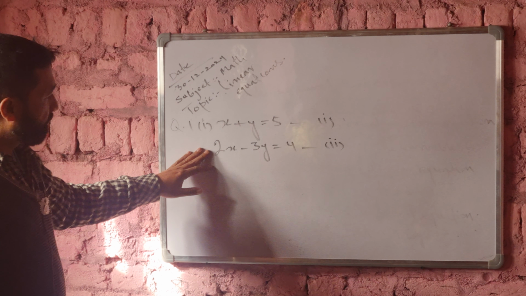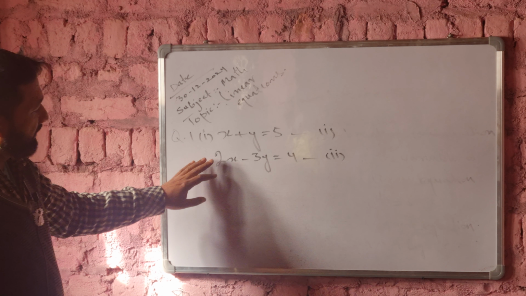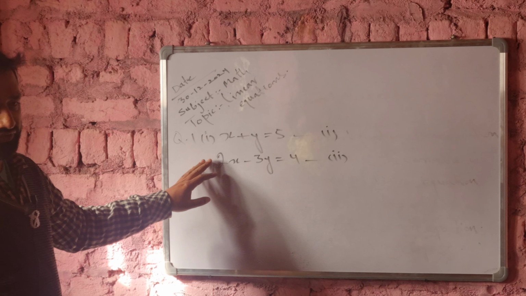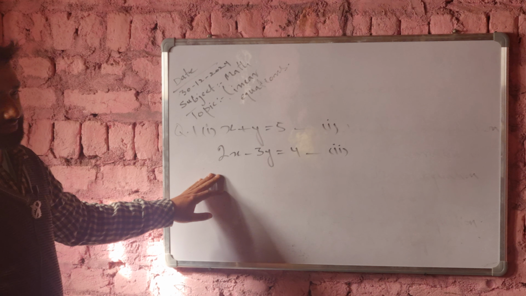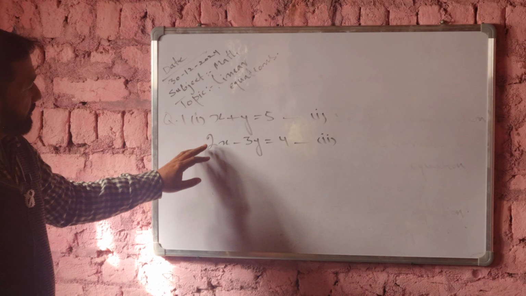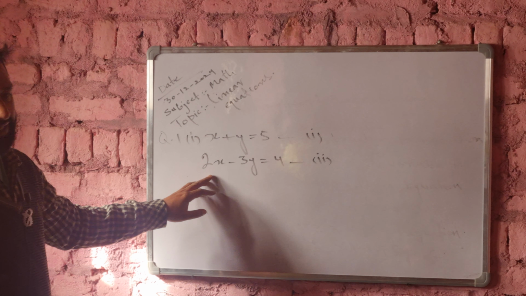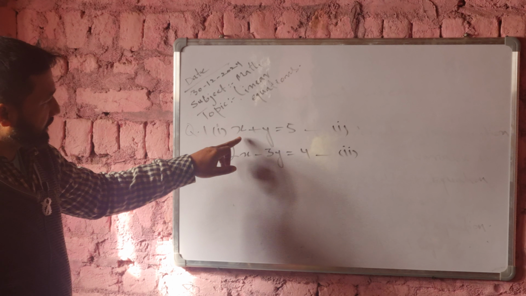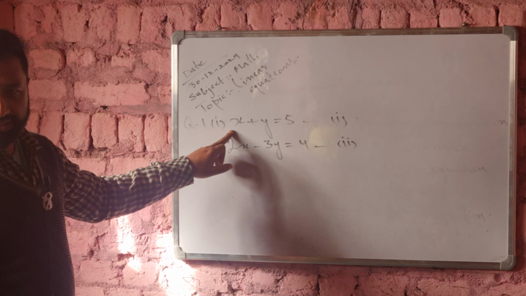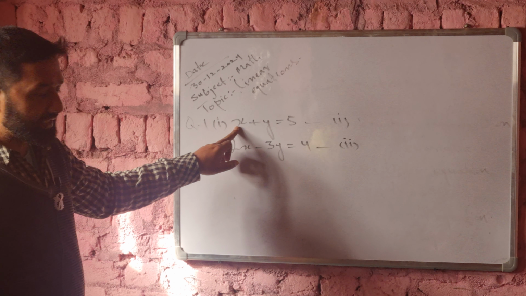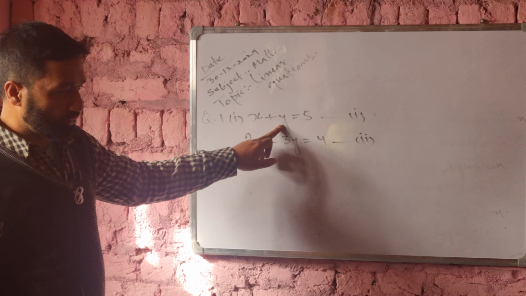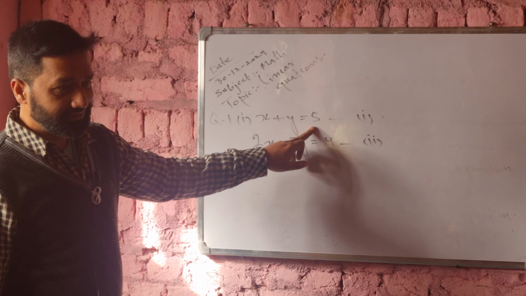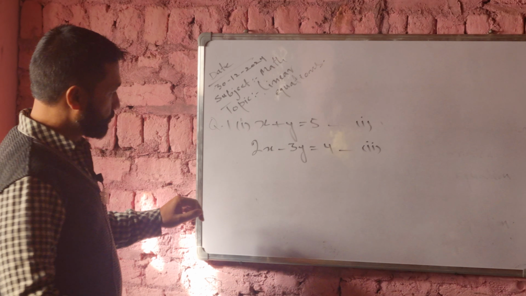Okay. So for making the coefficient of x equal in the first equation and the second equation, we multiply the first equation by 2 and the second by 1. Listen to me. When you multiply the first equation by 2, it becomes 2 into x, 2x, 2 into y, 2y, and 2 fives are 10. Okay? Yes, sir.